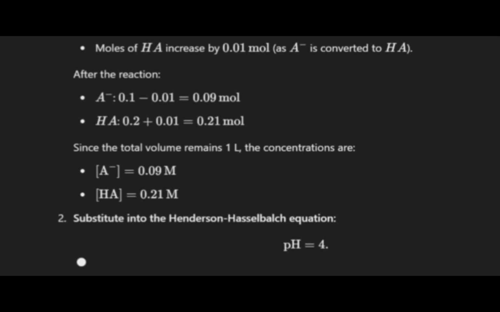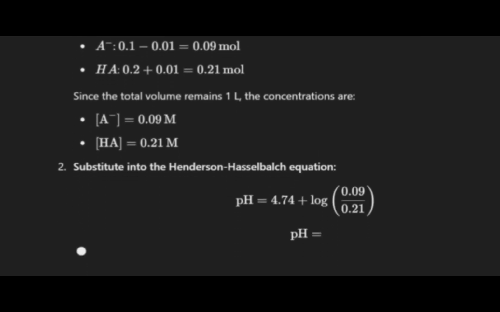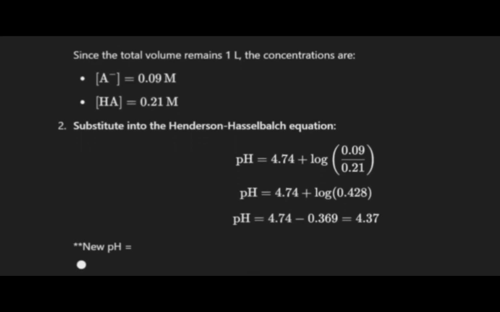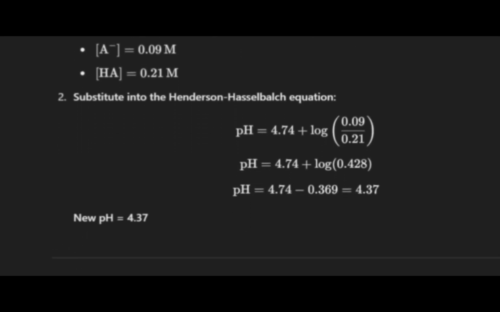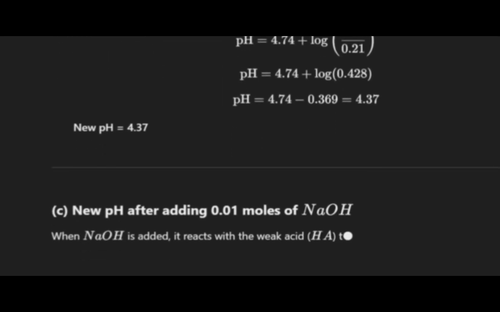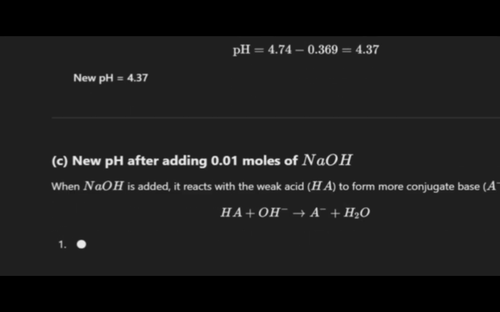Substitute these values into the Henderson-Hasselbalch equation. pH equals 4.74 plus the log of 0.09 divided by 0.21. Simplify the ratio to 0.428. The log of 0.428 is negative 0.369. So, pH equals 4.74 minus 0.369, which equals 4.37. The new pH after adding HCl is 4.37.